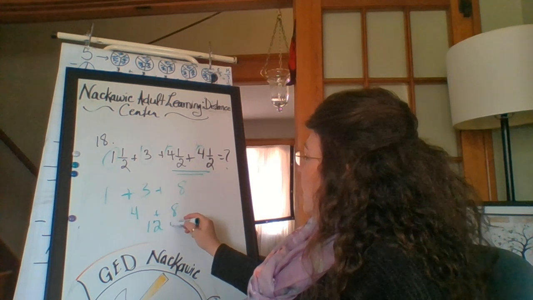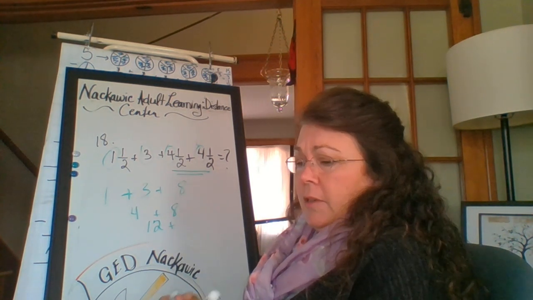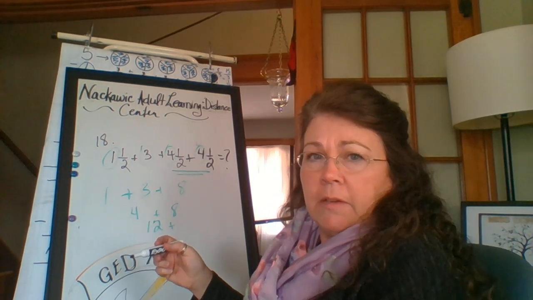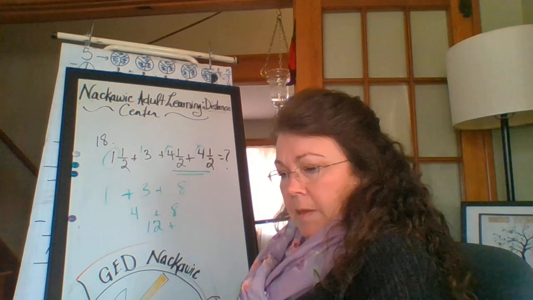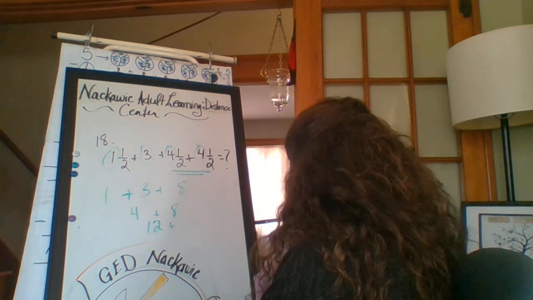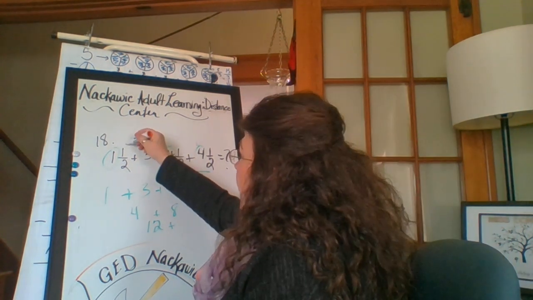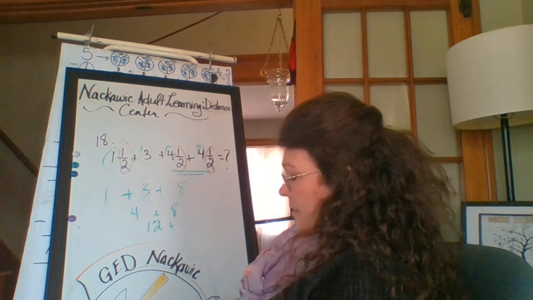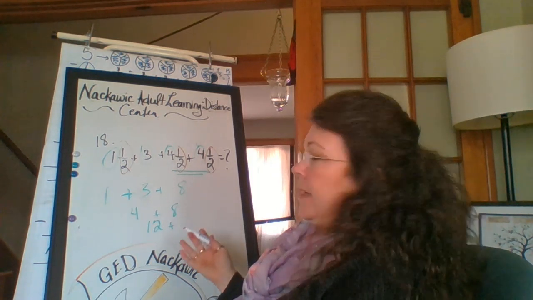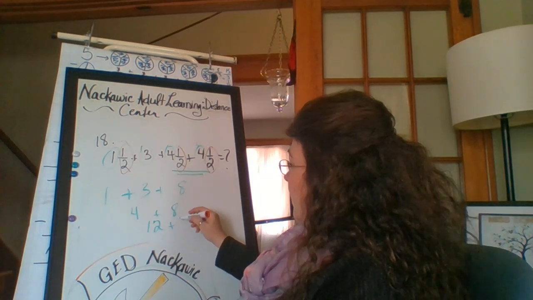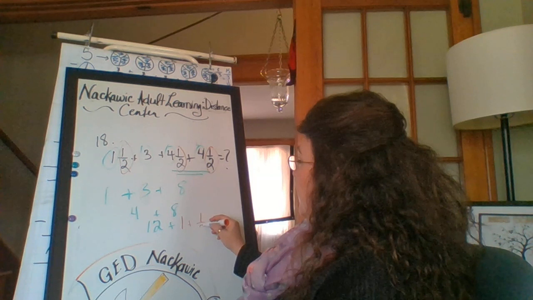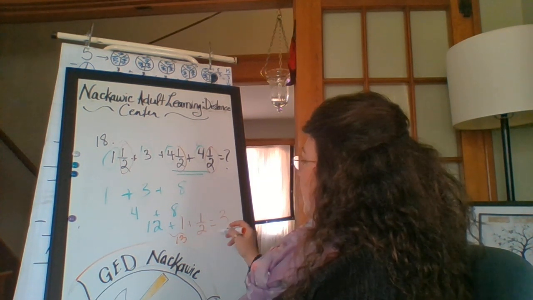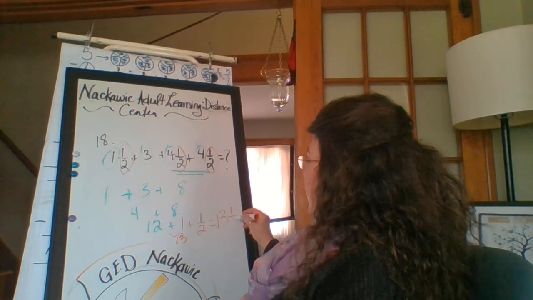So now we've got 12 plus. Now let's have a look at all the portions or fractions of a whole. So we've got a half, another half, and another half. Well, we know that a half and a half is a whole. So there's plus 1, and then plus a half. So that's 12 plus 1 is 13, plus that half is 13.5.